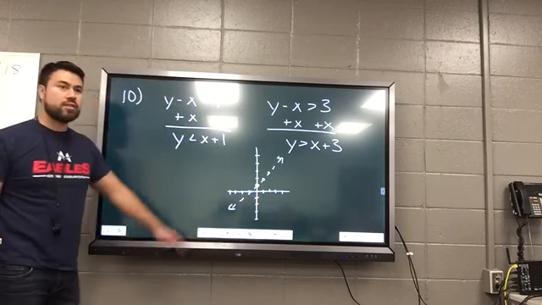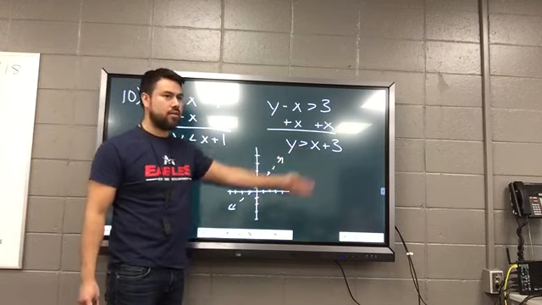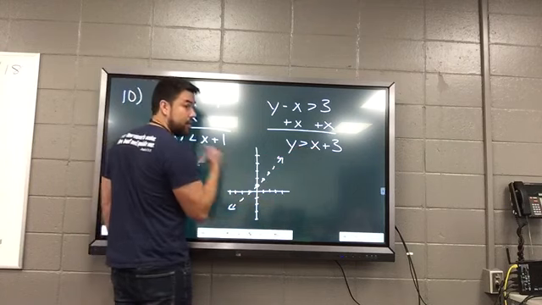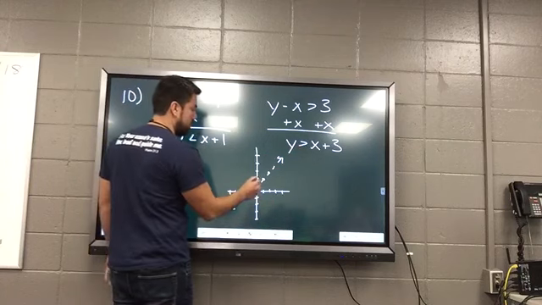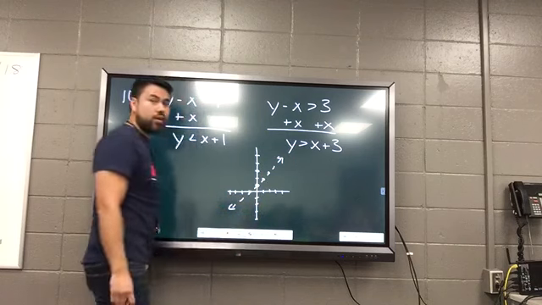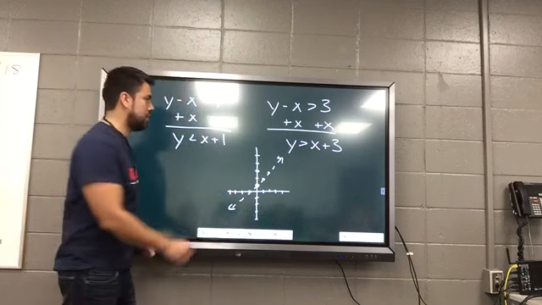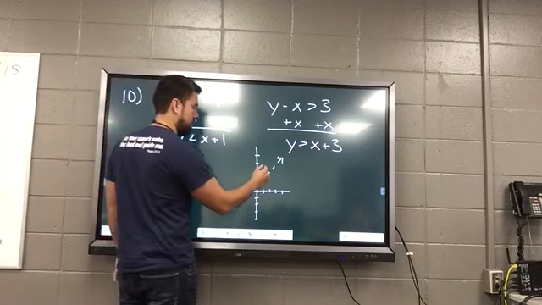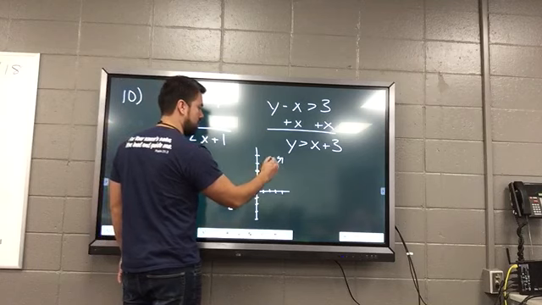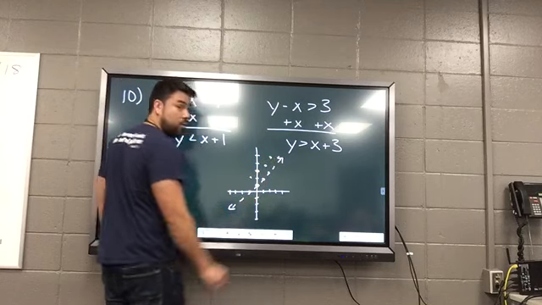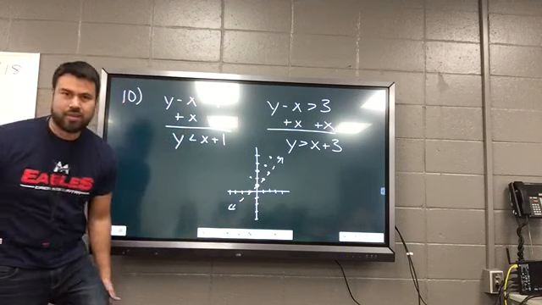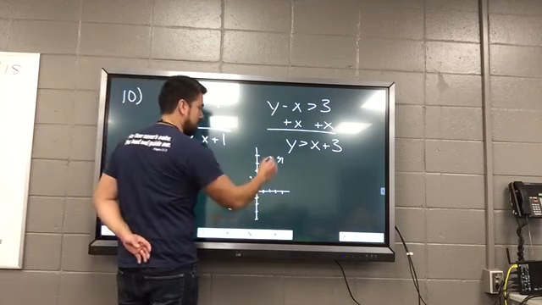Okay, where do I start on the second inequality, Brian? 3 on the y-axis. Where do I go from there, Lily? You go up 1 over 1. Up 1 over 1, or down 1 over 1 this way. What kind of line should this one be? Dash line.